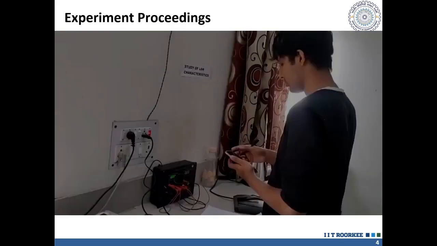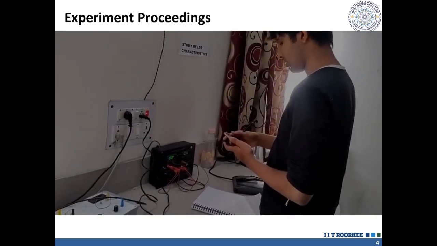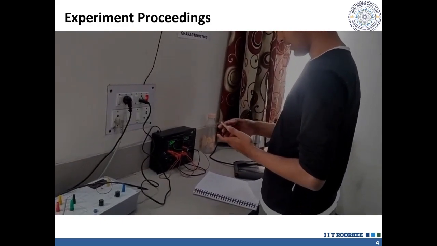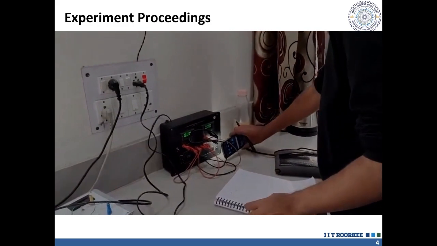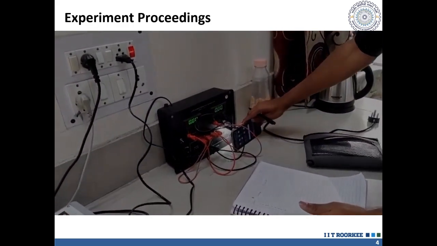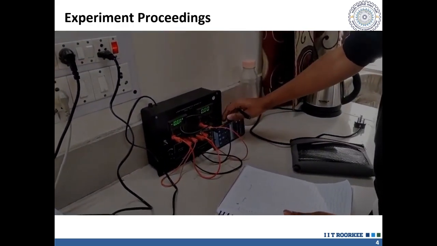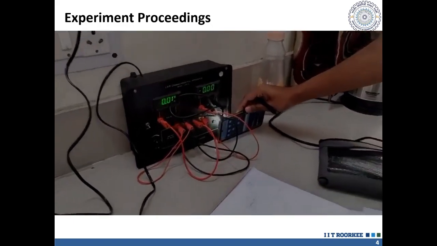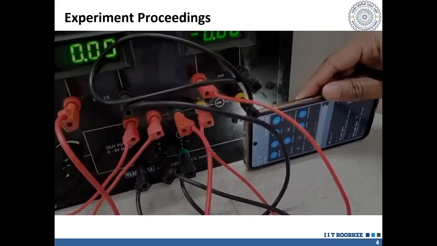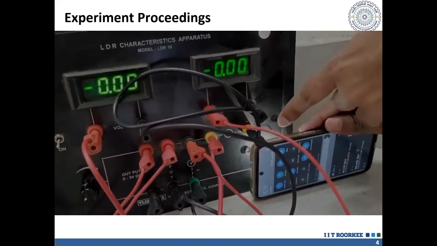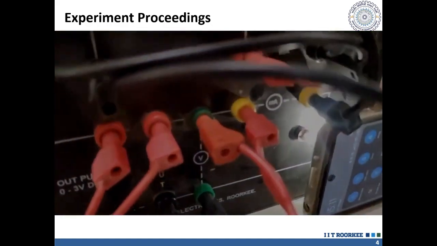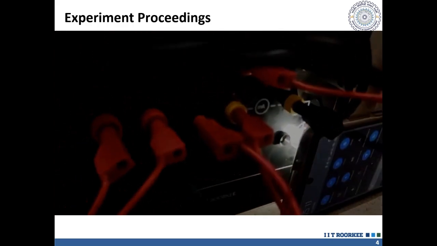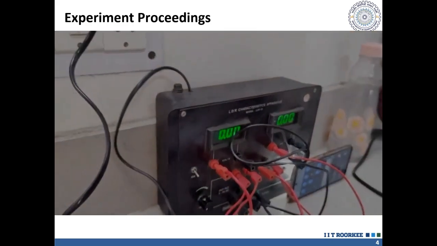I'm turning on the flashlight and keeping it close to the LDR so that light falls on the LDR and the resistance changes. There is a significant resistance change over there. You can see where the LDR is. Right now, I go on with the experiment by changing the voltage values.